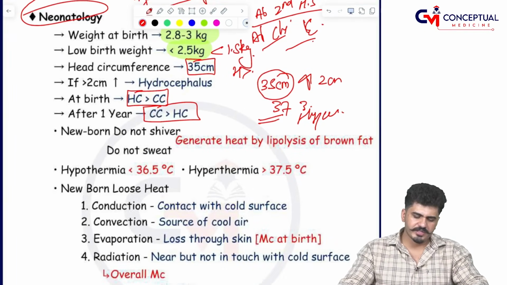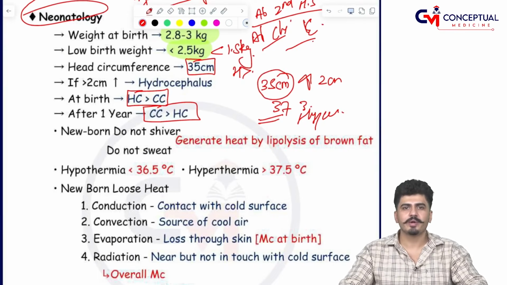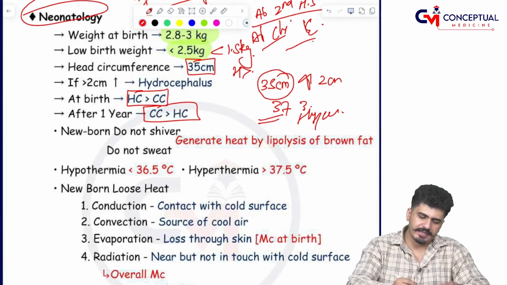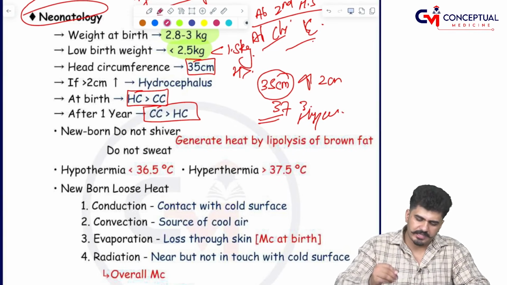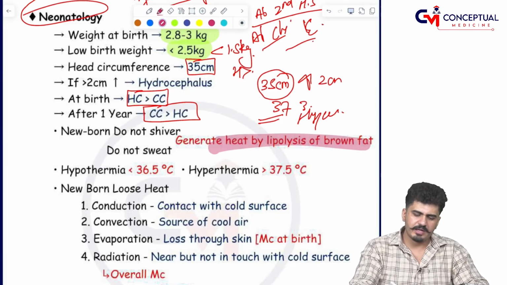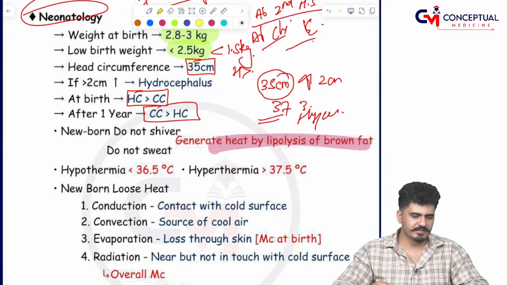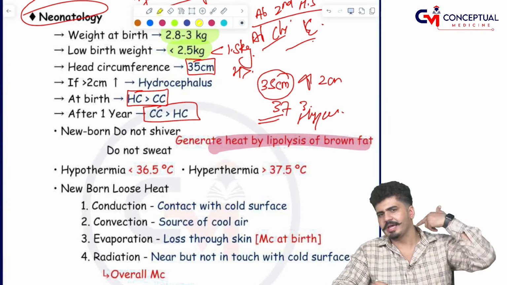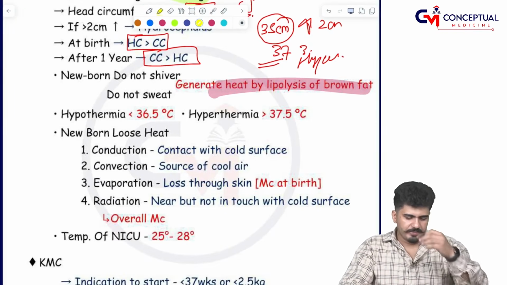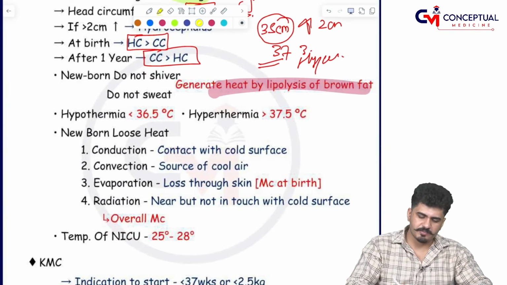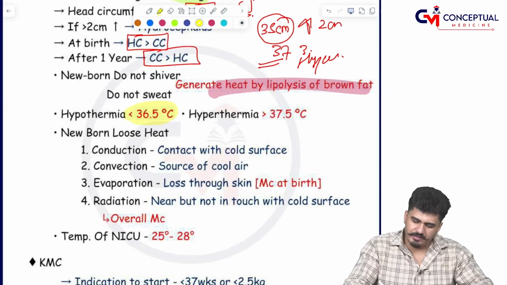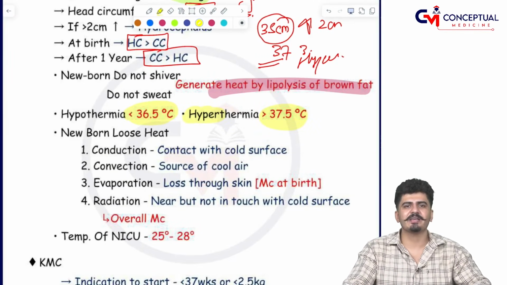Now, sir, the question is, newborns do not shiver and do not sweat. So how do they generate heat? Heat is generated by another famous MCQ, that is by lipolysis of the brown fat, my dear friends, which is present mostly at the nape of the neck. Then there will be hypothermia, less than 36.5 degrees Celsius. We call that hypothermia, and more than 37.5 degrees Celsius is called hyperthermia.